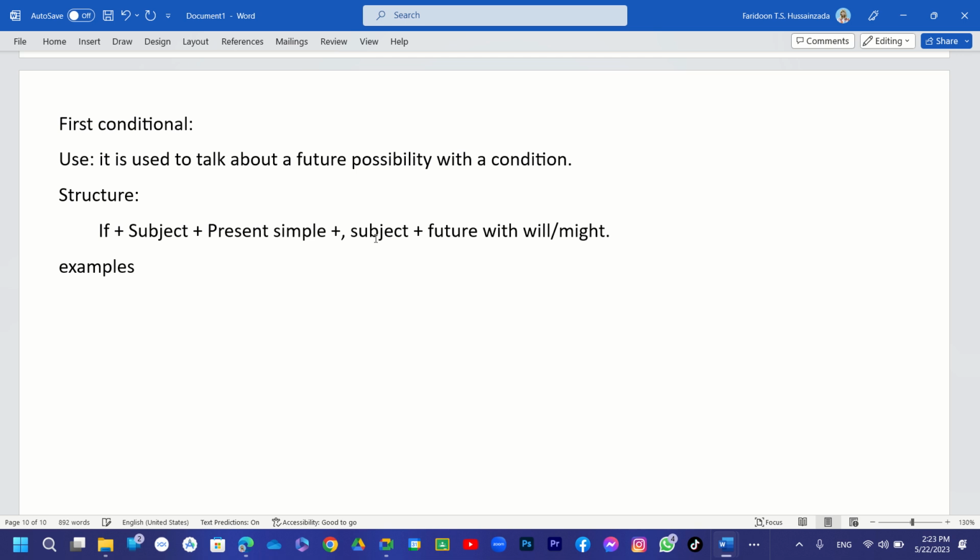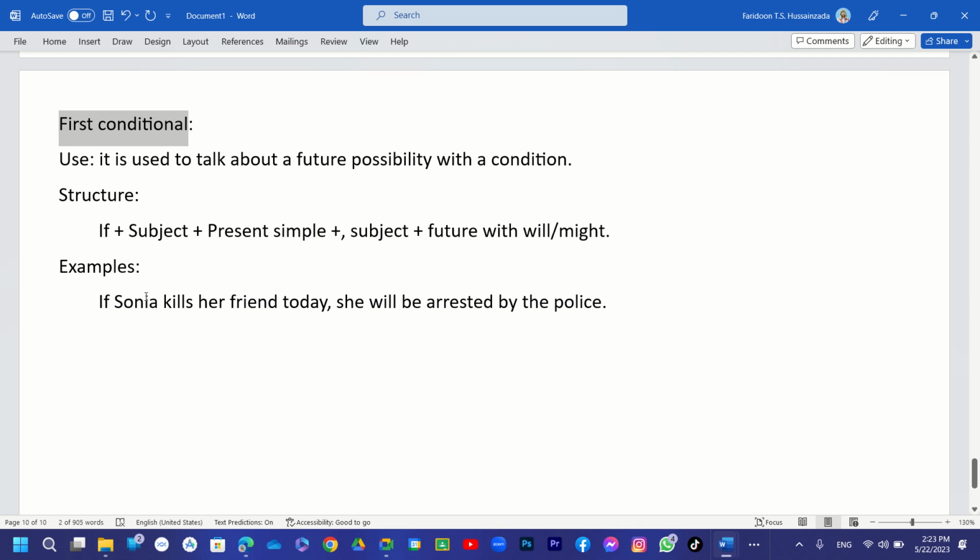And if we add some examples here, we can say, if Sonia kills her friend today, she will be arrested by the police. See? Very easy sentence, right? So this is a first conditional example.